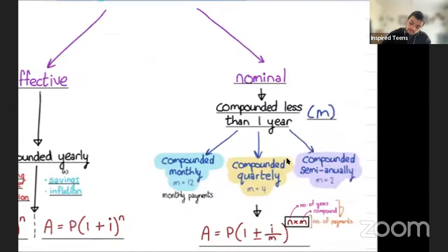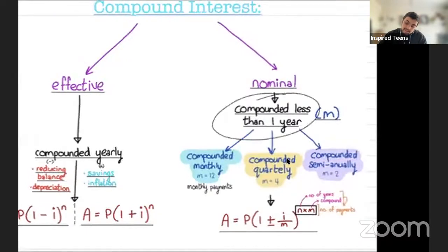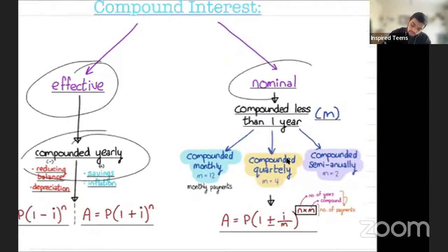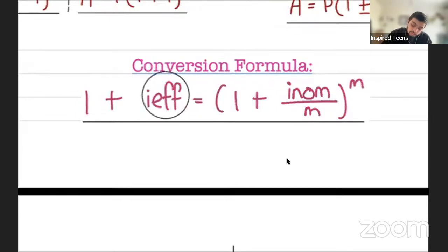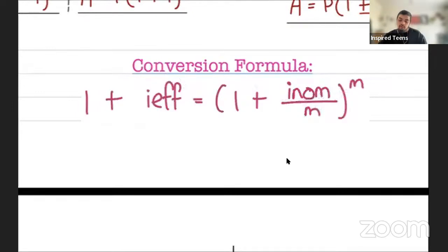Okay, so that is what we refer to as the nominal interest rate. When it's compounded less than a year, that is our nominal interest rate. So effective, compounded yearly, nominal, compounded less than a year. Now we can convert between the two using this formula. This formula is not given in your formula sheet, so you need to memorize it. This formula is that 1 plus i effective, meaning the effective interest rate, the one that is compounded on a yearly basis, equals 1 plus i nominal over m, to the power of m. So this is a formula that helps us convert from nominal to effective or effective to nominal.